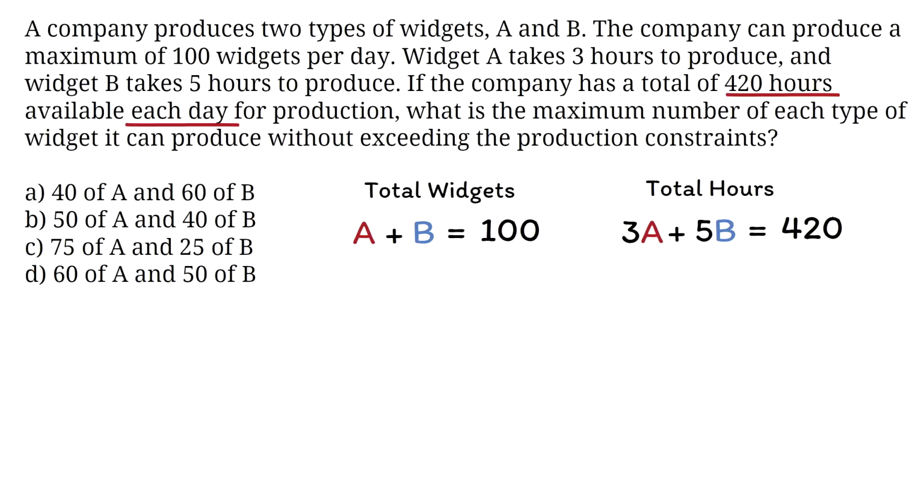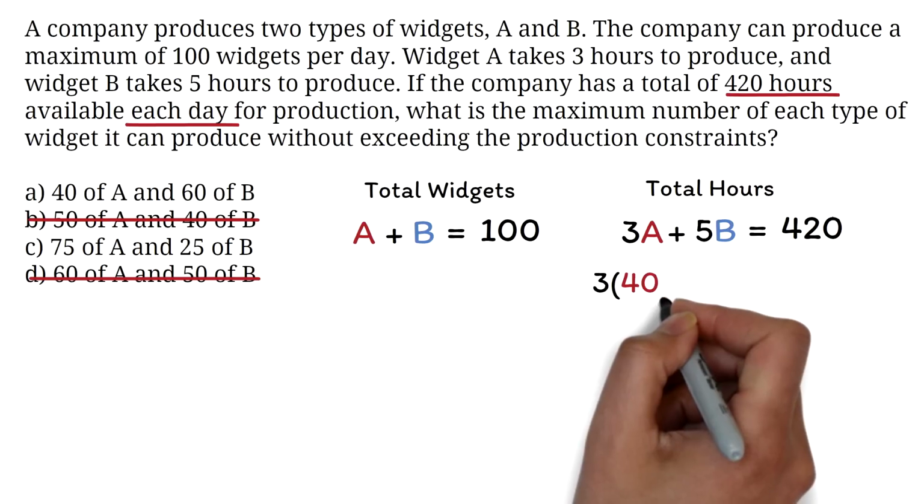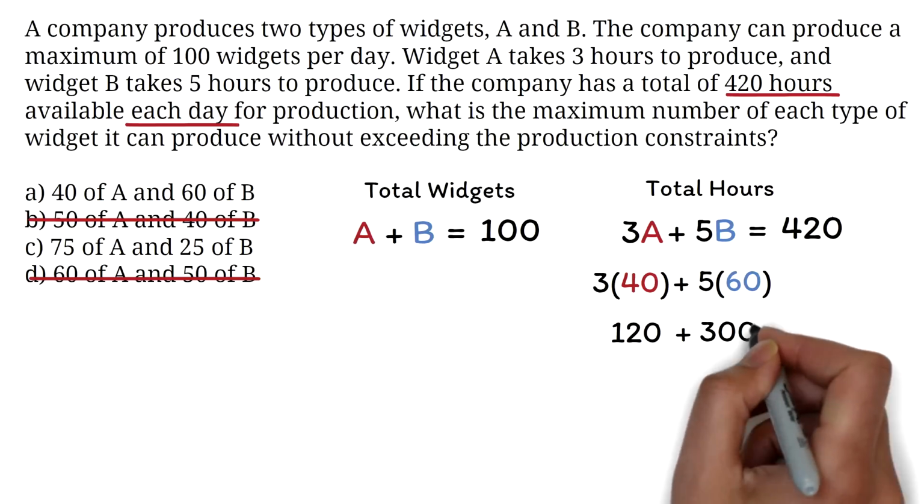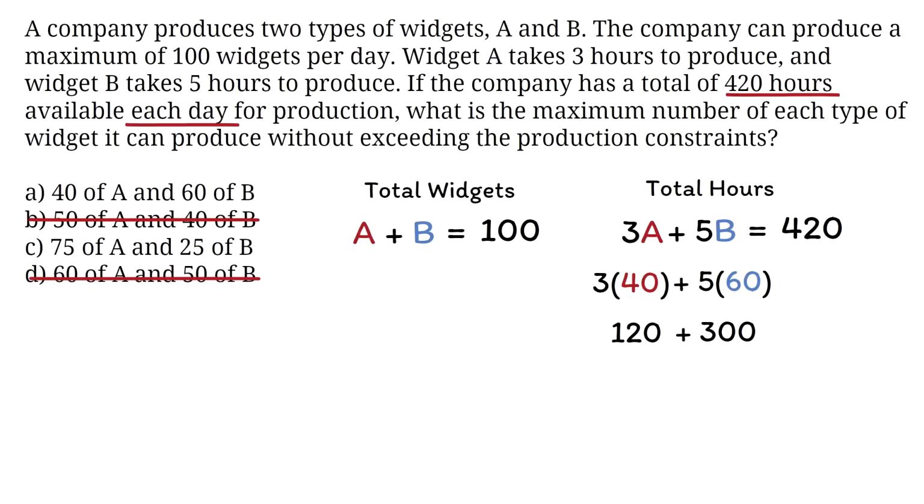The first one says that the sum of A plus B must be 100. Since option B and option D do not add up to 100, we can eliminate them. We test option A with the second equation. 3 times 40 plus 5 times 60. This must be 420. 3 times 40 is 120. 5 times 60 is 300. When we add, we will get 420. Therefore, option A, 40 of A and 60 of B, is the correct answer.